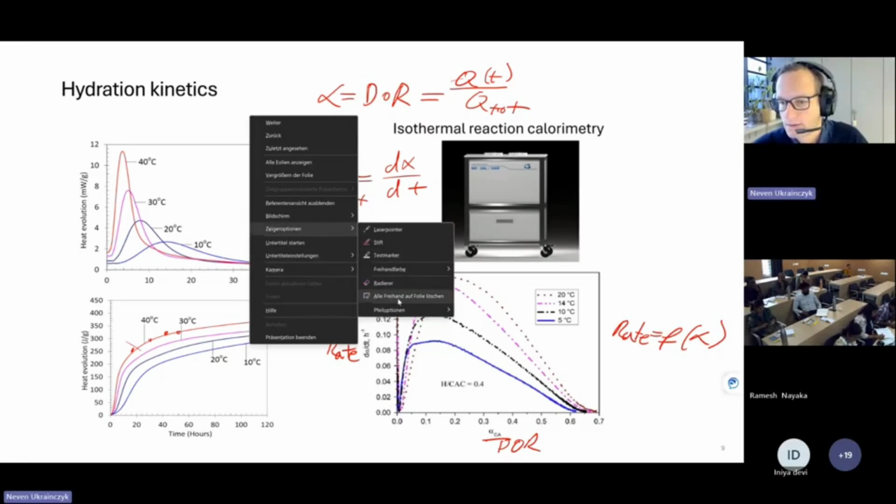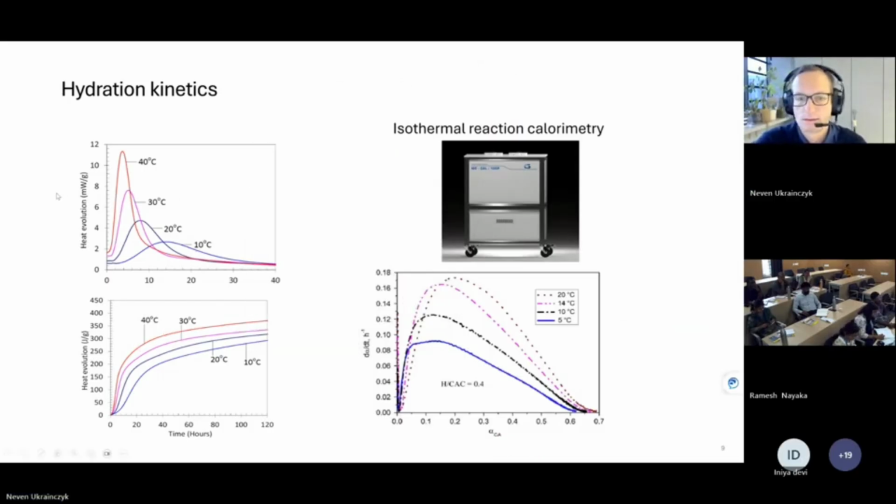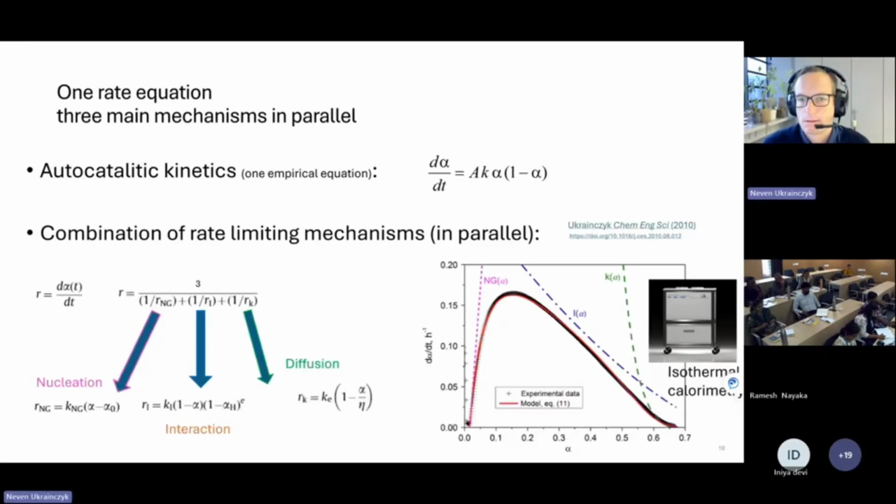Yeah, after measuring, you always need to do some mathematics to get some data from the raw measurements. You need to analyze the raw measurements. And then you end up actually doing modeling. So this is now which models you can use for this d alpha dt as a function of alpha.